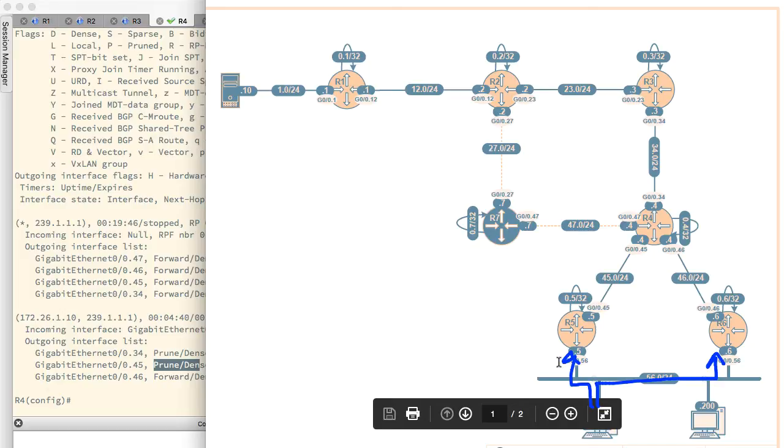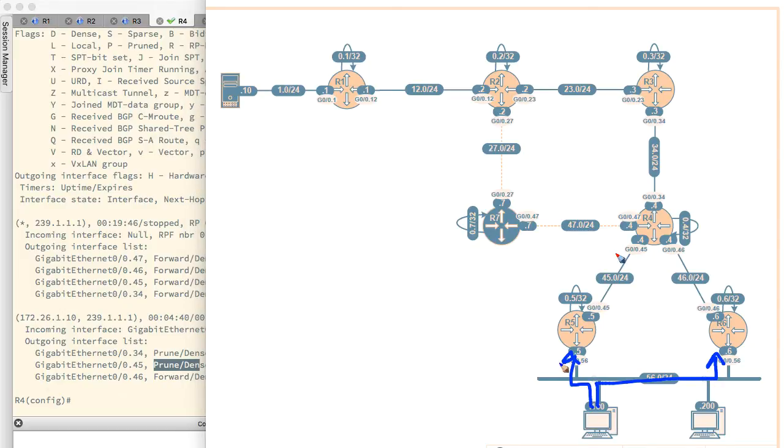Because as we saw, both R5 and R6 sent that graft message. They both grafted themselves onto R4, yet we see that R4 has moved R5 back into prune. So what must have happened?